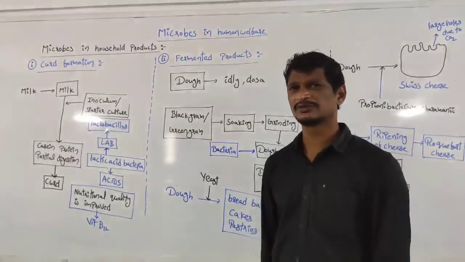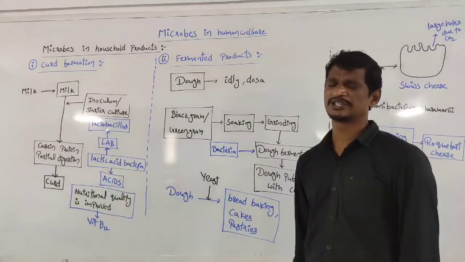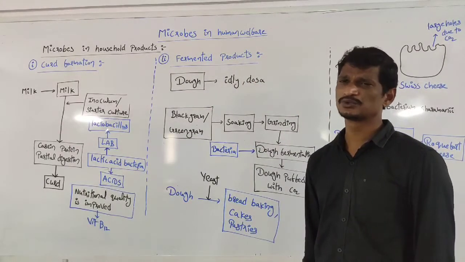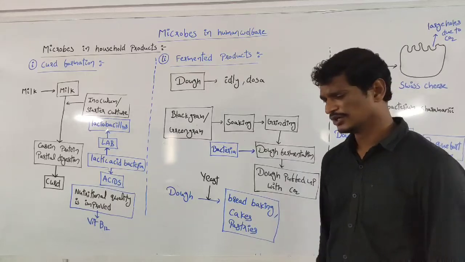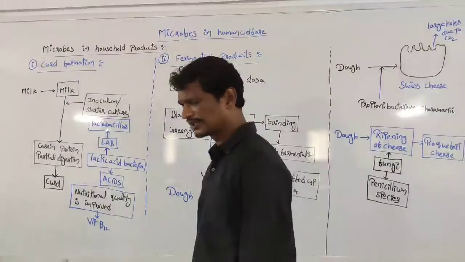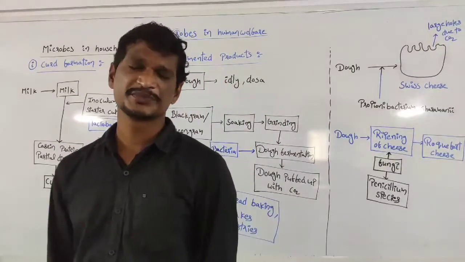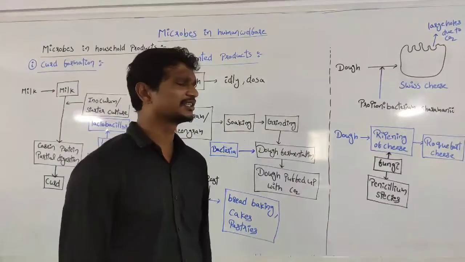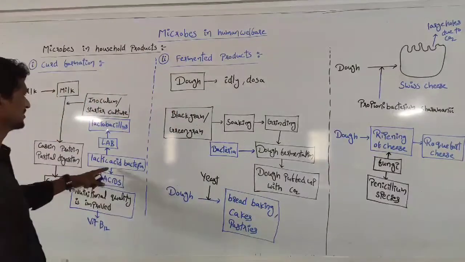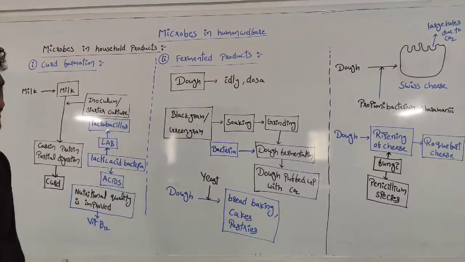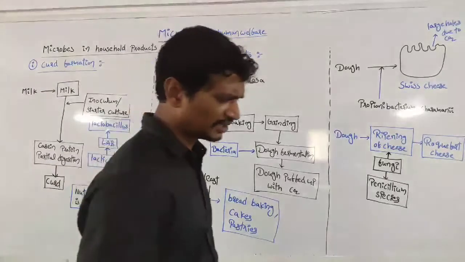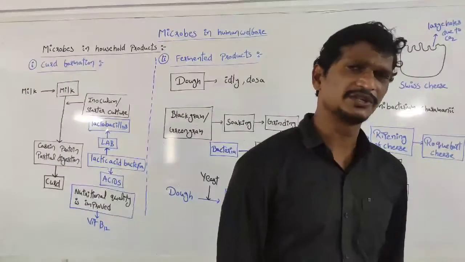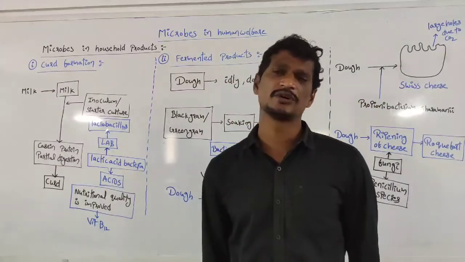We know that Lactobacillus is one of the bacteria, right? The bacteria is very useful to human beings, because we are eating curd. The curd is produced by LAB. LAB is nothing but lactic acid bacteria. We discussed the curd formation in the first year also, right? So how is the curd formed?